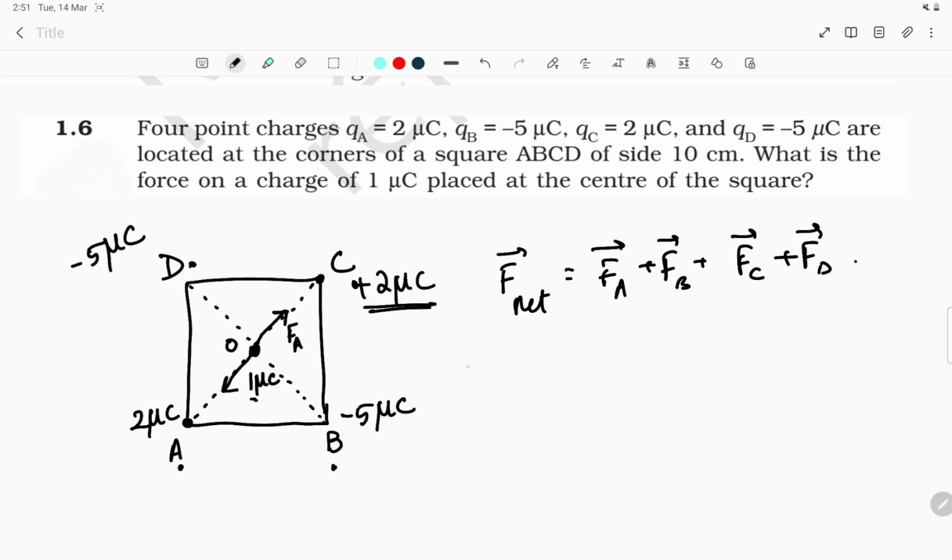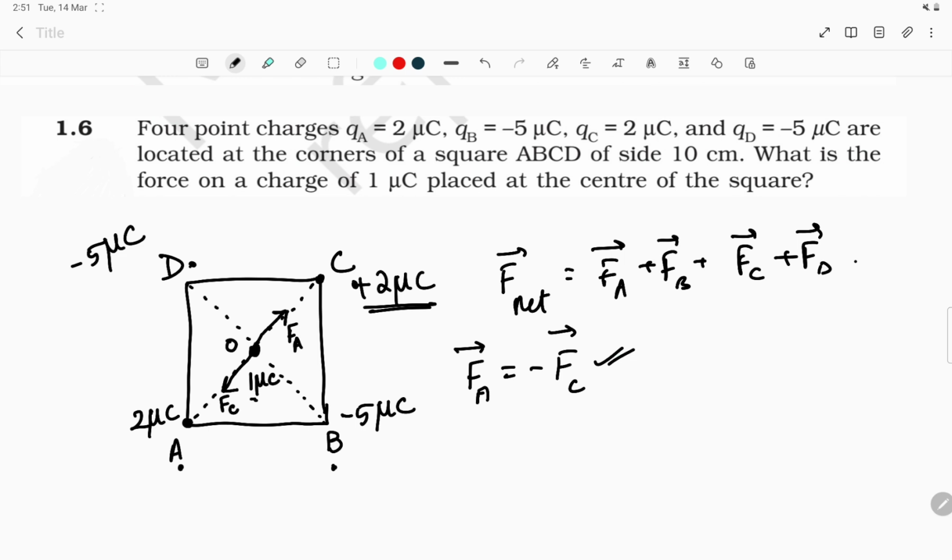So magnitude wise they are equal but direction wise they are opposite. So I can write FA vector is equal to minus FC vector, isn't it? FC vector is nothing but this force. So this is our FC vector. They both are equal in magnitude but opposite in direction, so I can write this statement.